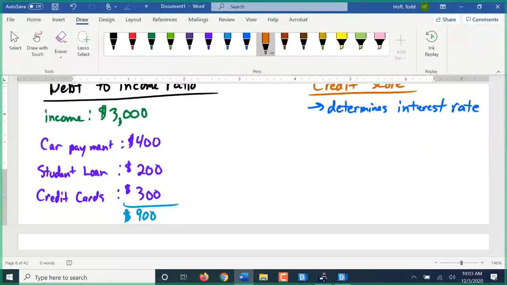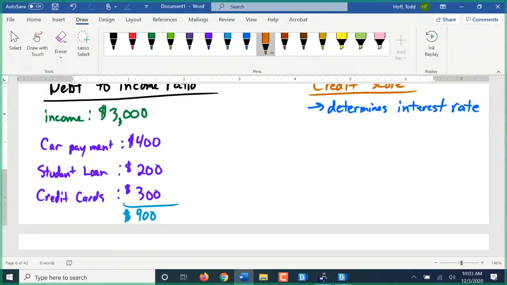Now, the credit cards, obviously, you don't have to pay the whole amount every month. Most banks have a formula. They're not going to let you get away with saying you're just going to make the minimum payment. They have a formula depending on what your credit card balance is. They take a percent of that, and that's what they're going to tell you should be your monthly credit card payment.